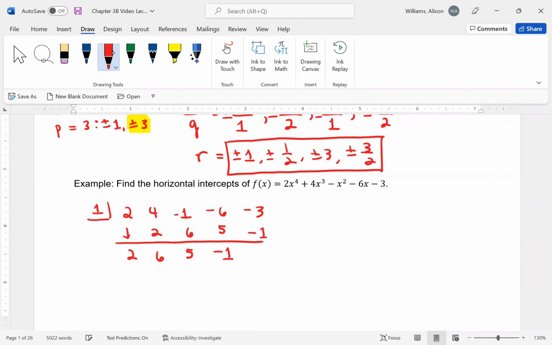Okay, I already know it's not going to work. That's not going to be 0, right? And in order for it to work, to be an intercept, it has to have a remainder of 0, because this last number here is the remainder. Okay, so 1 doesn't work. And here I'm going to go ahead and erase this. Now you could go ahead and work right next to it.